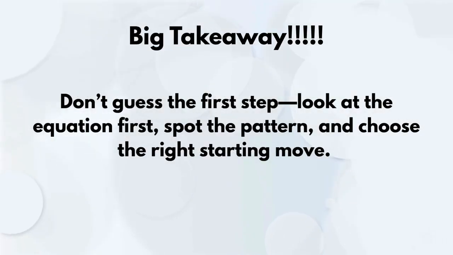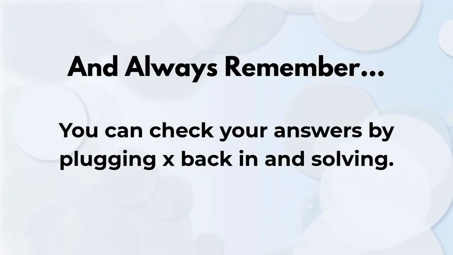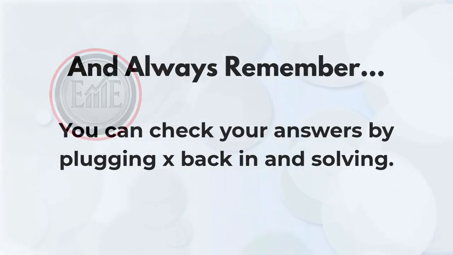So here's the big takeaway. Don't guess the first step. Look at the equation first, spot the pattern, and choose the right starting move. Sometimes with parentheses, you'll even have 2 good choices. That's it. No matter which type you see, you now know exactly where to begin and check your answers by plugging x back in. You've got this. 2-step equations are about to feel way easier.